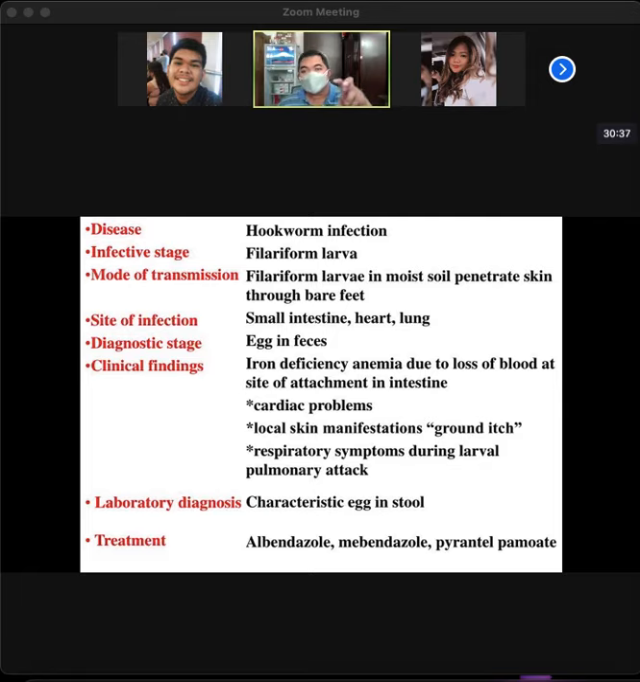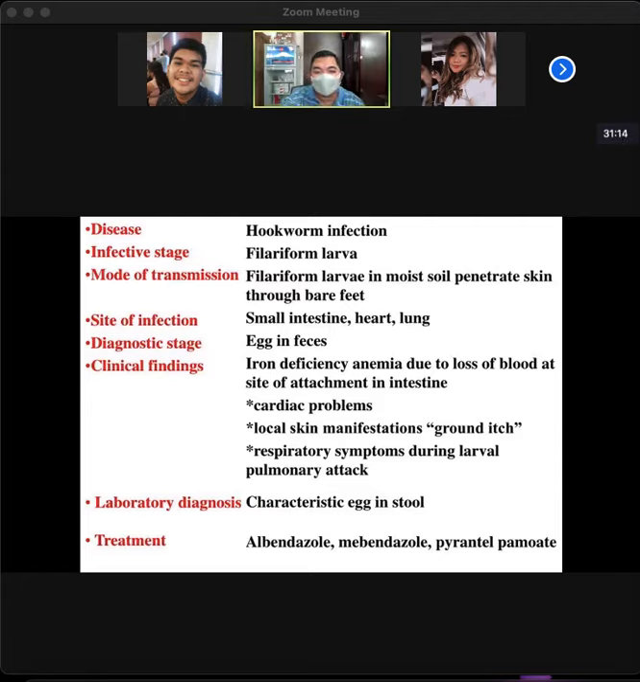Since hookworms have fangs, they will attach. Sometimes the clinical findings show iron deficiency anemia, which is prominent, causing some blood loss, and sometimes cardiac problems and local skin infections. Sometimes they have respiratory symptoms because it can travel from one area to another. Remember the sites of infection: the small intestine, the heart, and the lung.